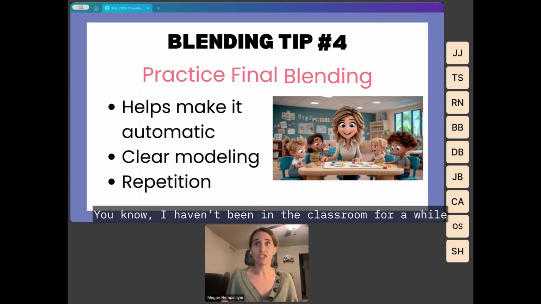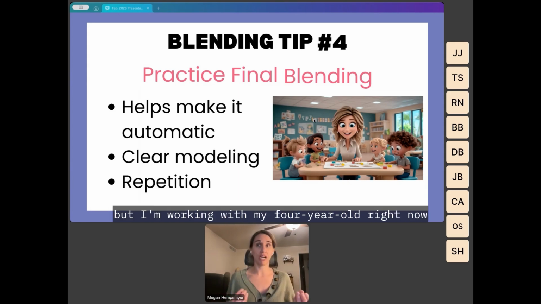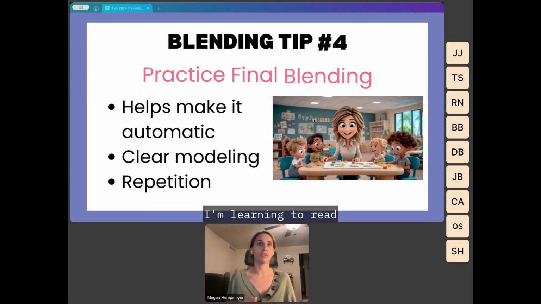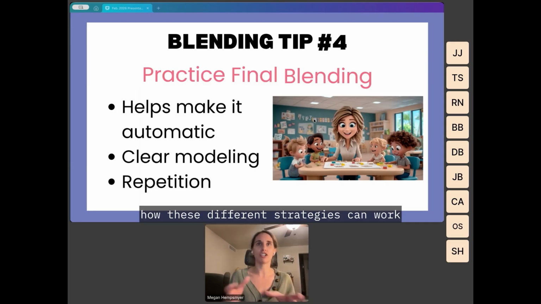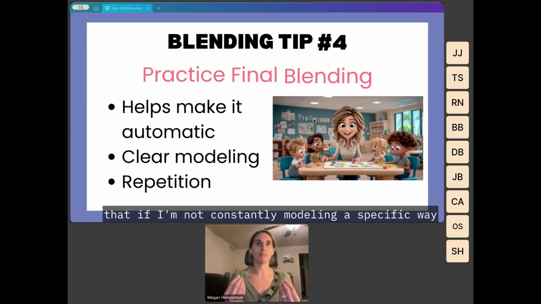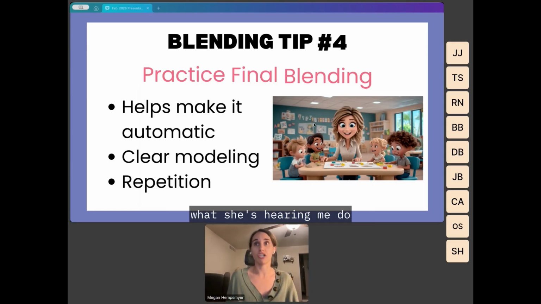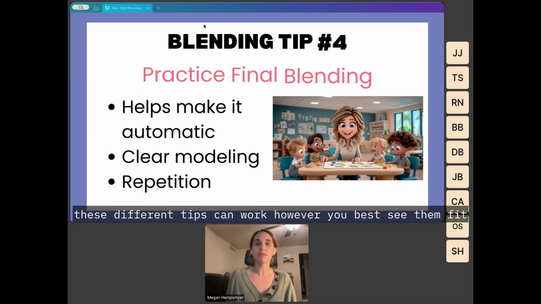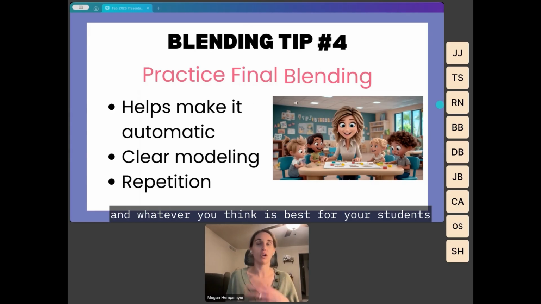I haven't been in the classroom for a while, but I'm working with my 4-year-old right now and learning to read. And I've kind of had to remind myself how these different strategies can work. And I'm also realizing myself that if I'm not constantly modeling a specific way, she's going to model what she's hearing me do. So again, these different tips can work however you best see them fit and whatever you think is best for your students.